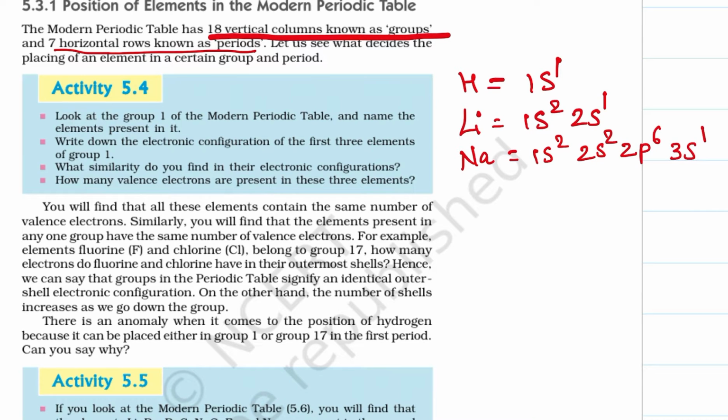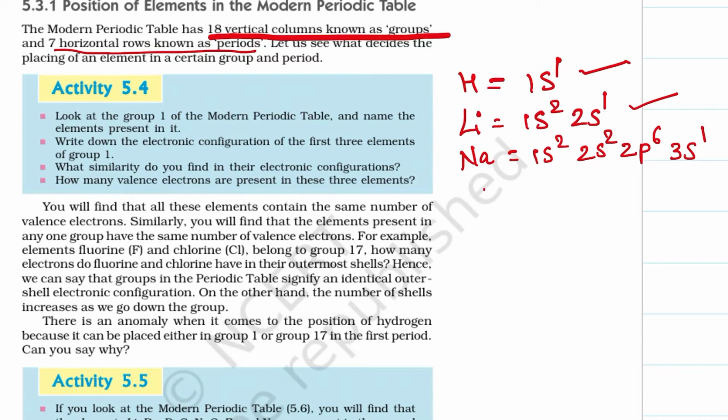Now what do you observe? Can you see any similarity between this? And how many valence electrons do these three have? Yes. If you observe, as the number of periods increases, going downwards, the valence electron remains same, that is 1. But the number of orbits increases.